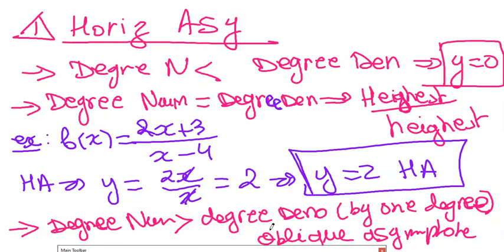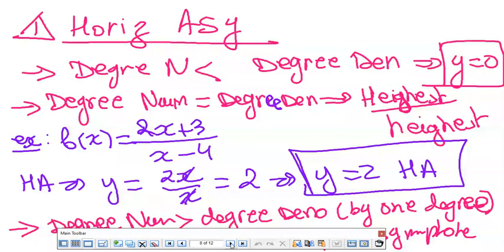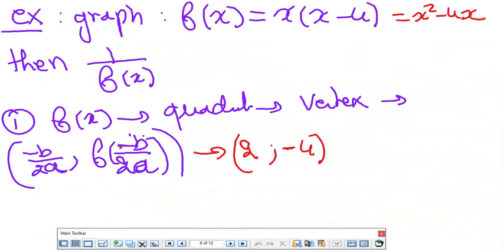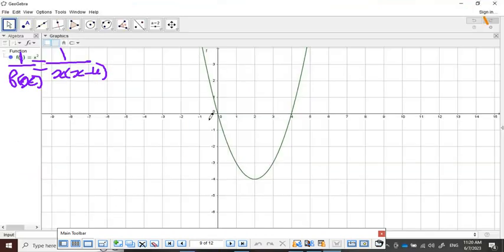Now let's move to drawing the graph. I need to draw f of x equals x times x minus 4. That's a quadratic function, and then I need to draw 1 over f of x. First, I know that this is a quadratic function. The vertex is at minus b over 2a, f of minus b over 2a. I took it from this one here, and we know how to draw it. So I did it. It's here. This is f of x equals x times x minus 4.